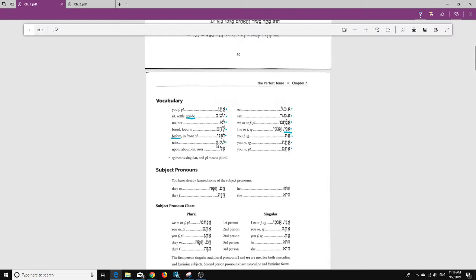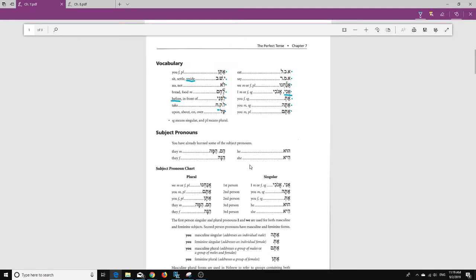Lamed kof chet means take. Lakach would be he took. Al means all, upon, about, on, over. So this is one of those maqef prepositions, so you'll often see it like this. So al hamelech would be upon the king. So kind of a weird example, but okay. Well, let's move on a little bit.